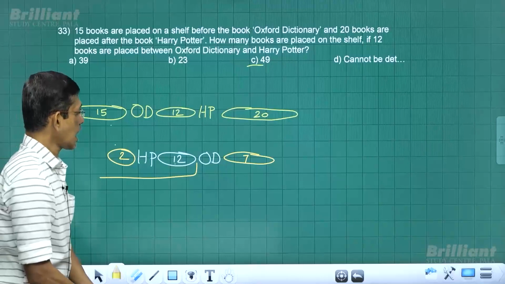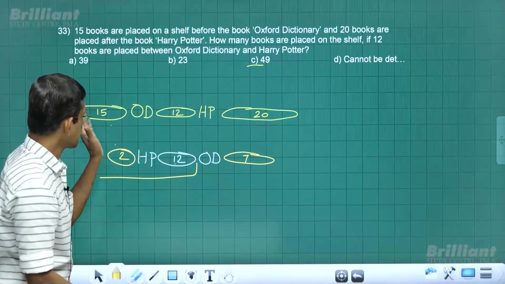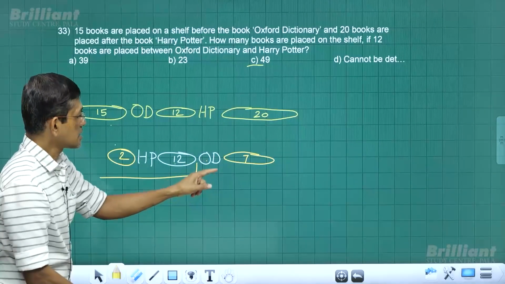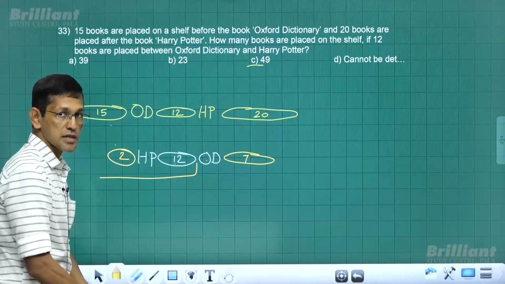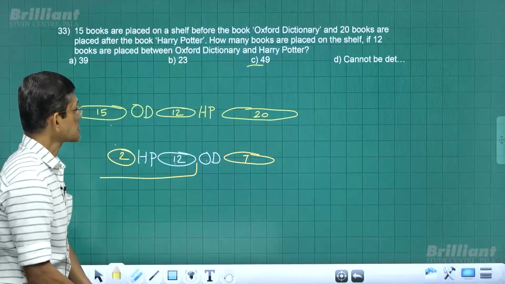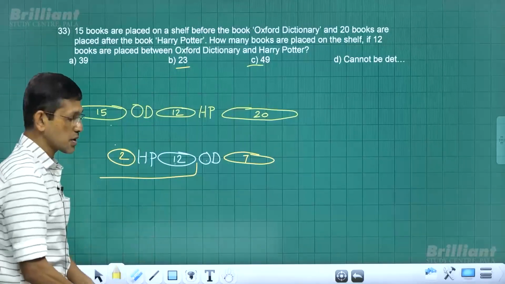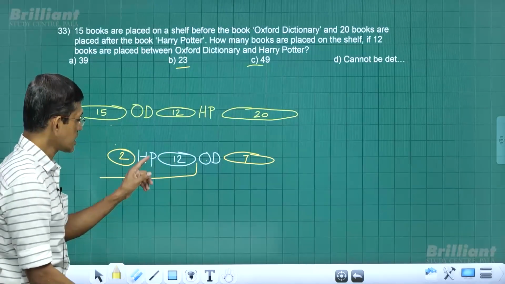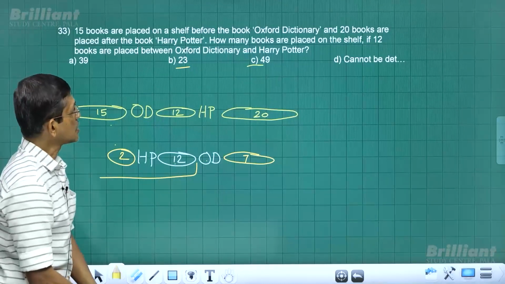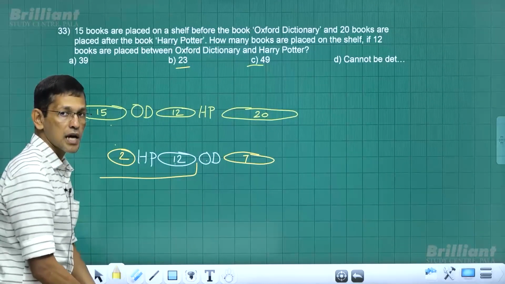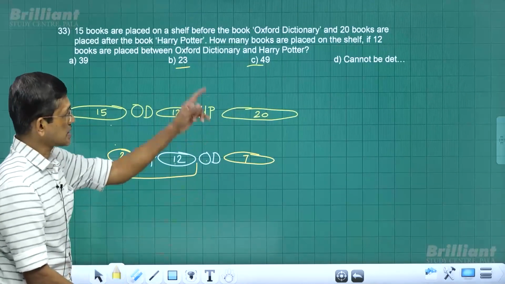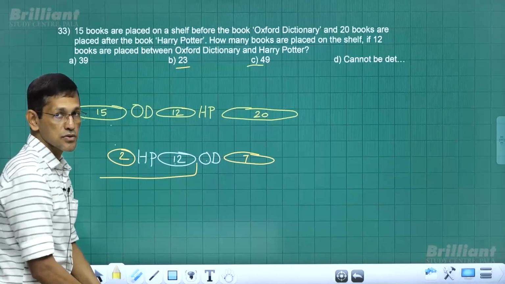So ultimately, up to the left of OD, it's 15. Up to OD is 16. So up to here it's 16. 16 plus 7, how much is that? 23. So we have the second possibility, 23. Or you count this way: 2, 2 plus 1 is 3, 12 plus 3 is 15, 16, 16 plus 7, 23. So 23 and 49. There are two possibilities. So the answer must be cannot be determined. So that's the case.